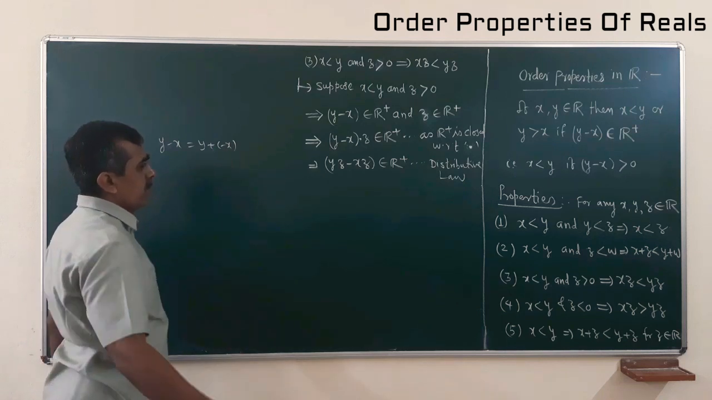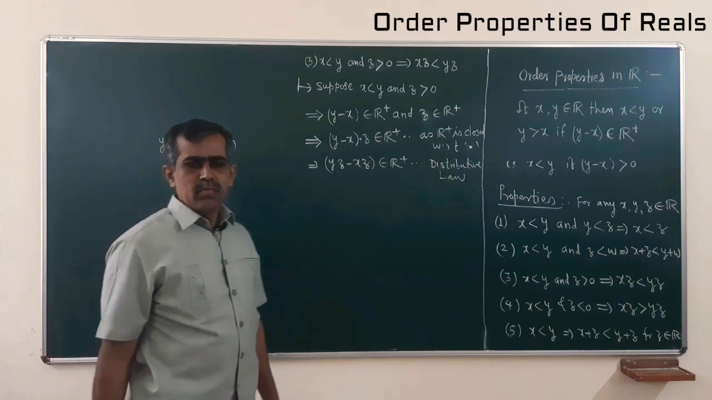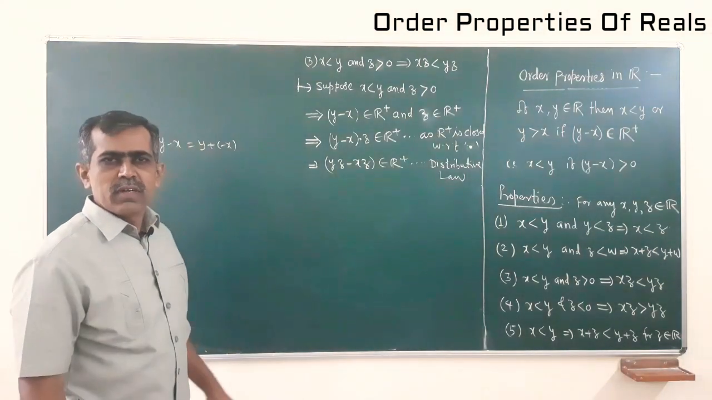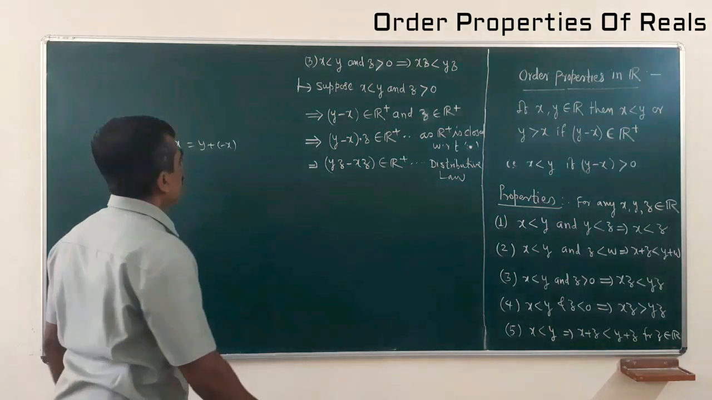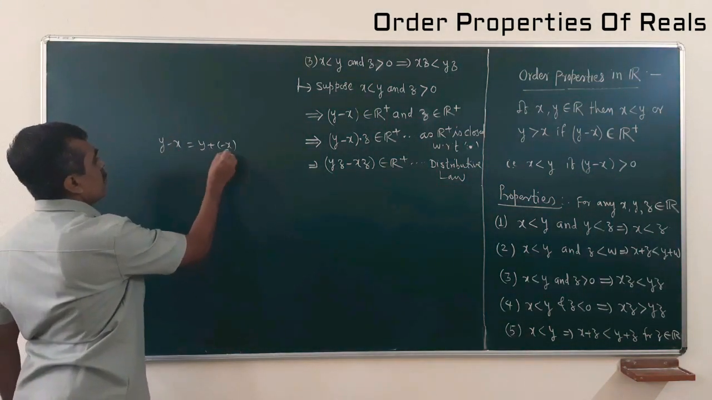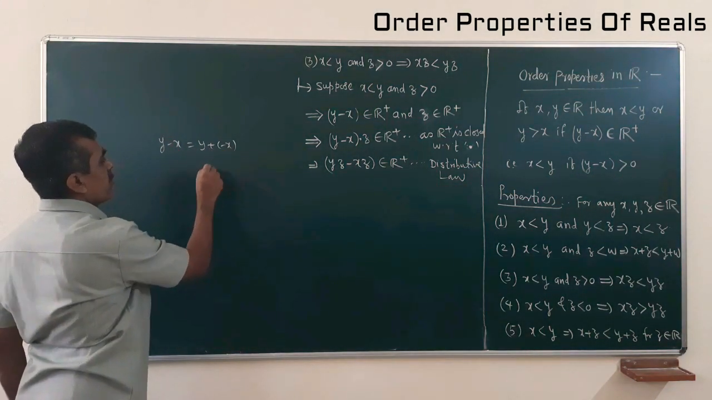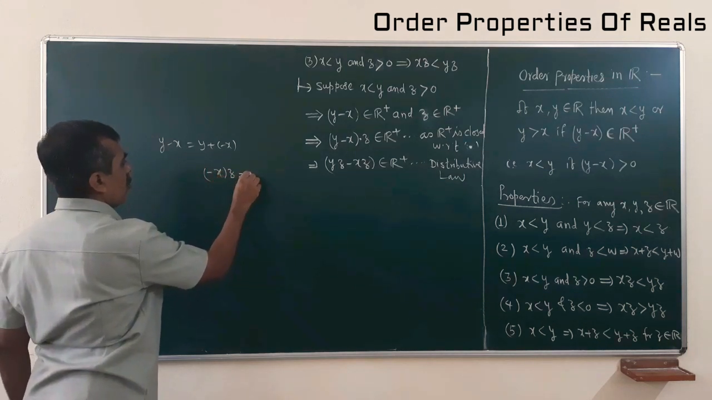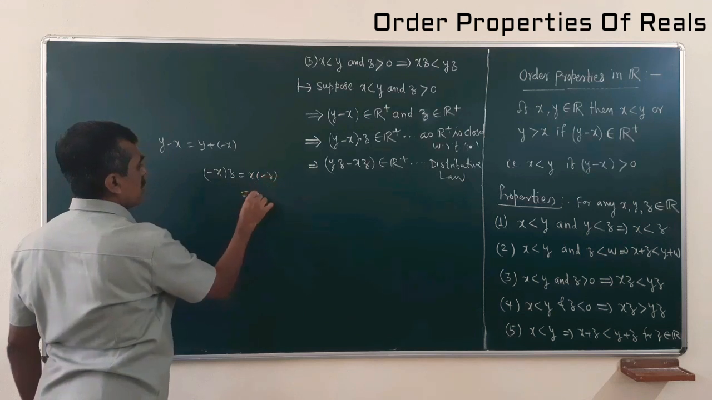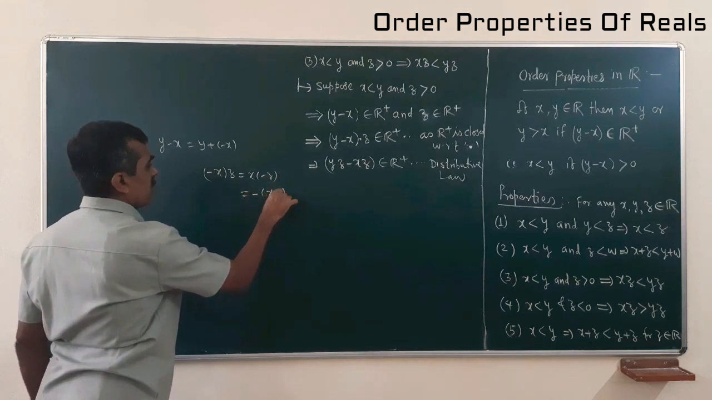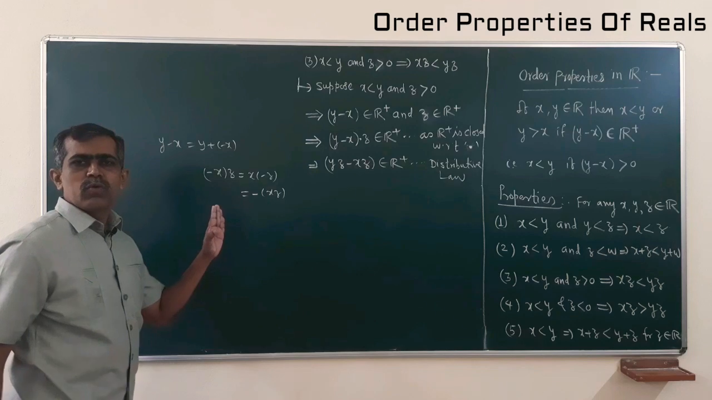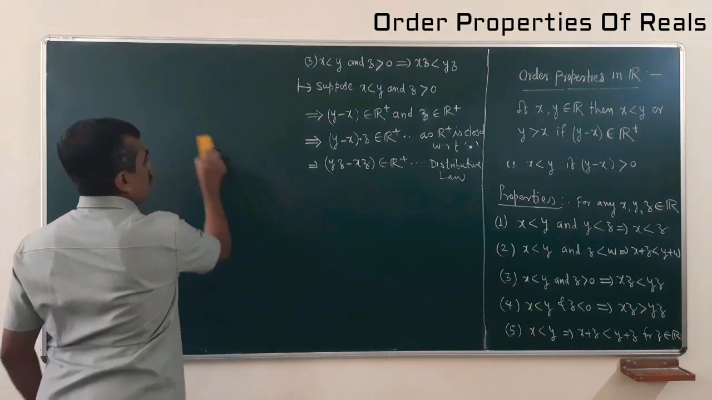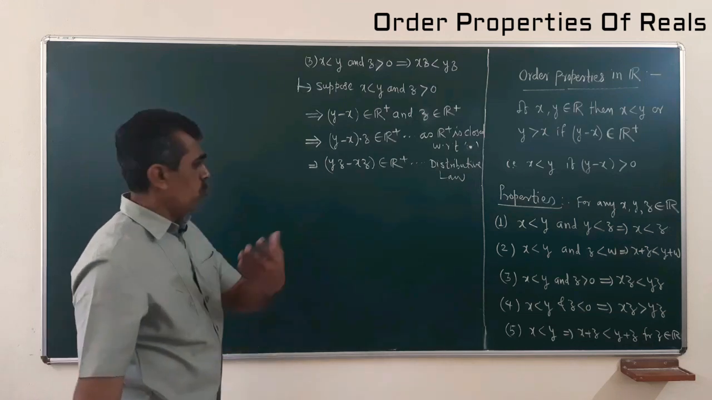Whatever notes are given to you as homework, prepare the notes from that homework and you will find y minus x is y plus minus x, and if you multiply minus x by z, or x by minus z, it is the same as minus xz. It can easily be proved, and it is there in your homework. So just prepare the notes.